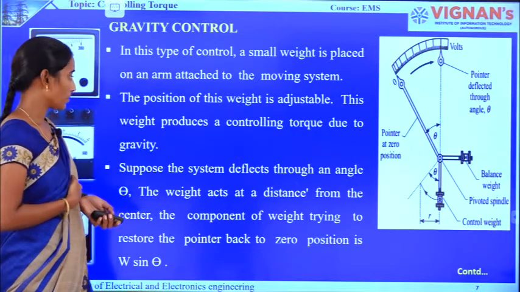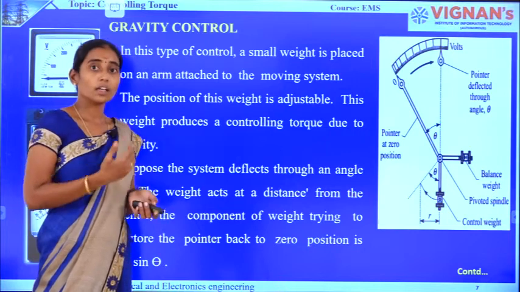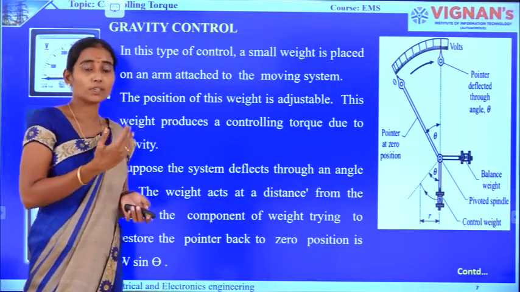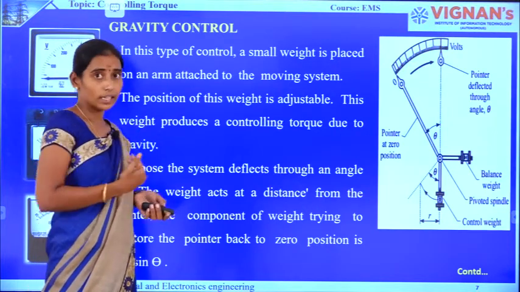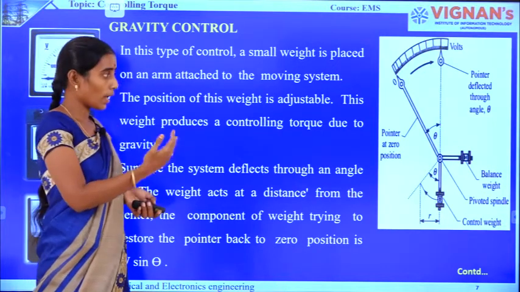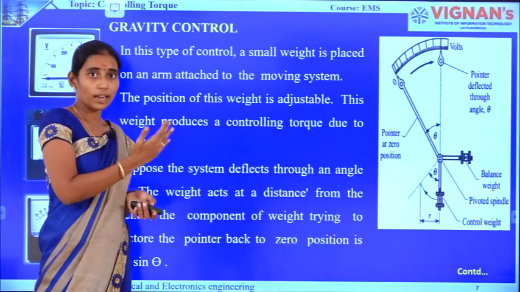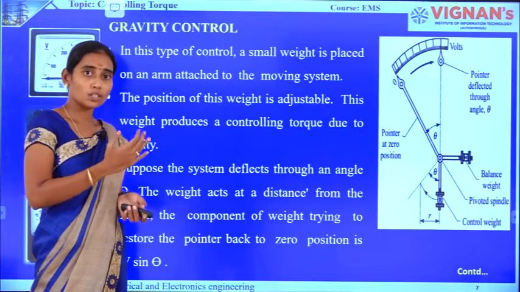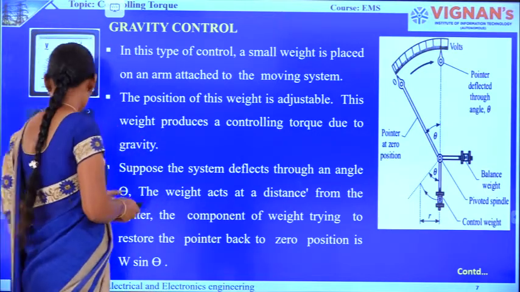So, when the pointer is deflected due to the deflecting torque, for example, suppose let us consider the pointer is deflected by the deflecting torque by an angle theta. Since the pointer is attached to the spindle and the control arm is also attached to the spindle, when your pointer is getting deflected, the control arm consisting of the control weights also gets deflected by an angle theta as shown.